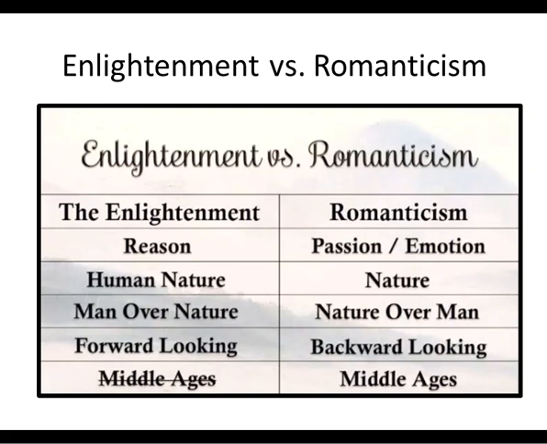During the Enlightenment, they looked forward into the future. During the Romanticism period, they wanted to look backwards to the past, seeing the past as being better somehow. During the Enlightenment, there was a great deal of disdain toward the Middle Ages and all the ideas of the Middle Ages. In the Romanticism period, the Middle Ages were not looked at as a negative.